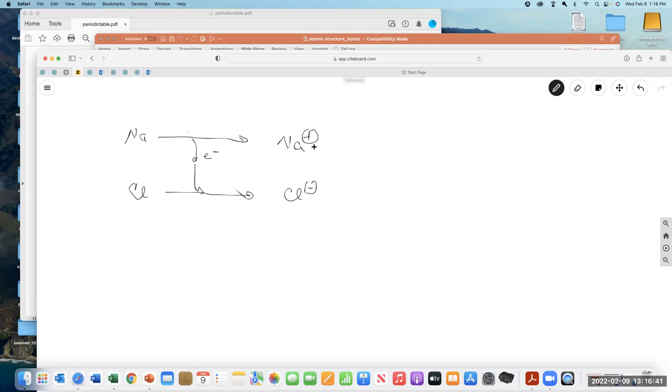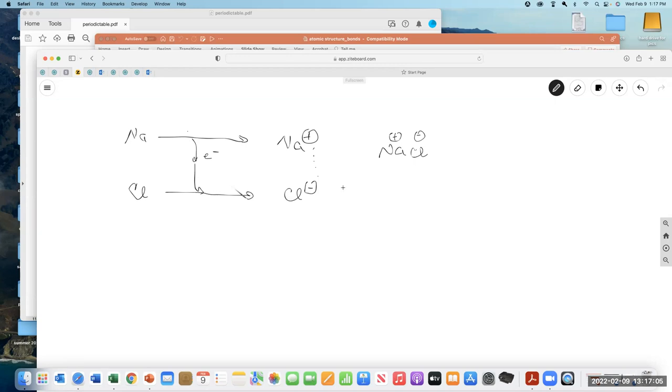And now what happens is the positive sticks to the negative. And so if you write it like this, NaCl, there's my positive side, there's my negative side. That's salt, right? That's sodium chloride, table salt. And so you can see if we back up, it's polar, it's got a positive and negative side, has complete electron transfer.